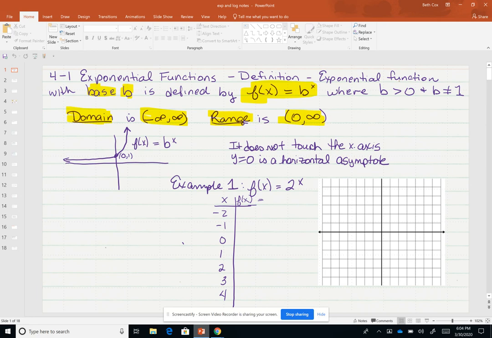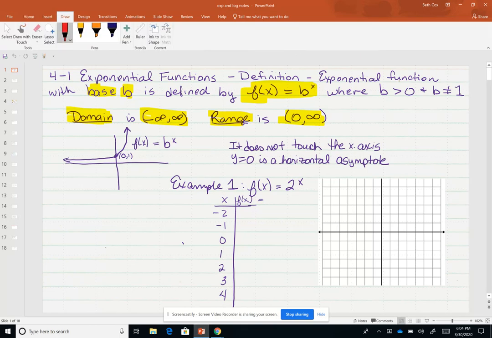So let's go through and start talking about these exponential functions. An exponential function is a function where the variable is an exponent. And that's what's really different about this one. Notice that the variable is in the exponent, and that's what makes it an exponential function.